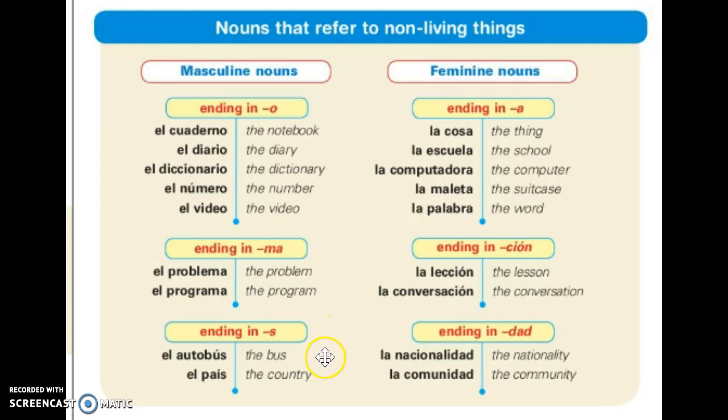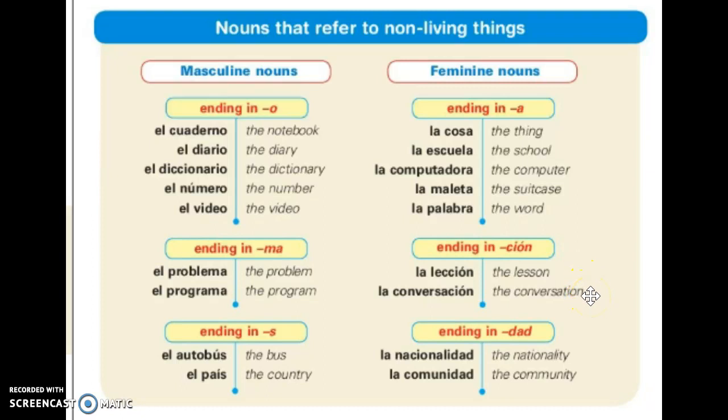And then nouns that end in S are typically masculine as well. El autobús, el país. Now moving on to the feminine nouns that are not living. Ending in A, just like before, la cosa, la escuela, la computadora, la maleta, la palabra, and then nouns ending in C-I-O-N with the accent over the O, la lesión, la conversación.